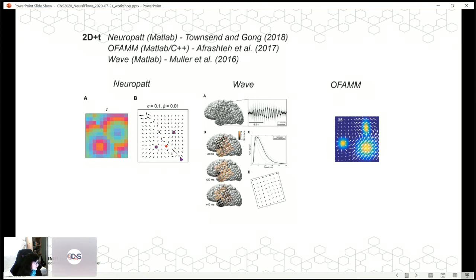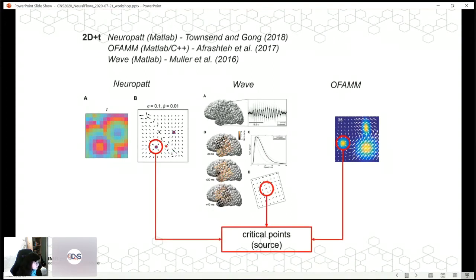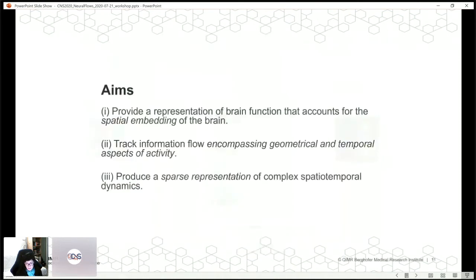And in particular, this allows us to detect some nice features of these velocity vector fields, which are called singularities, or in this case, a type of singularity called a critical point. These critical points are just a point, but they do capture what's going on with this velocity vector field. They do tell us a lot about these complex spatiotemporal dynamics.